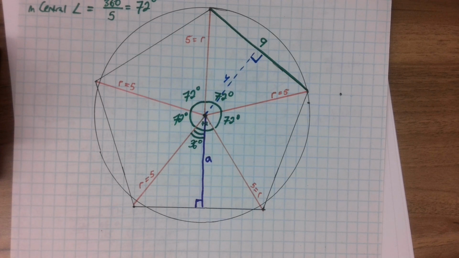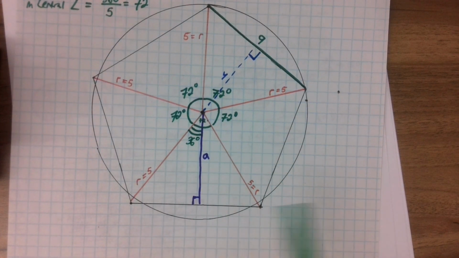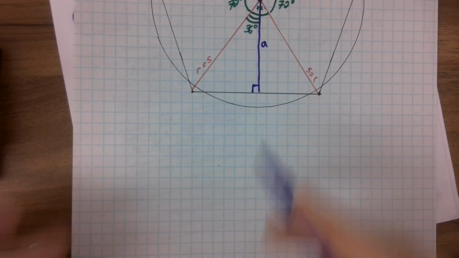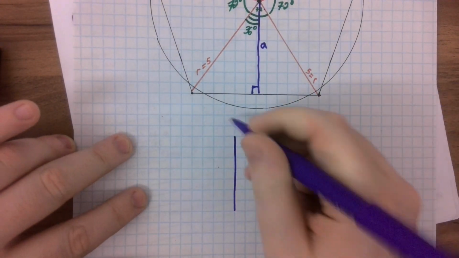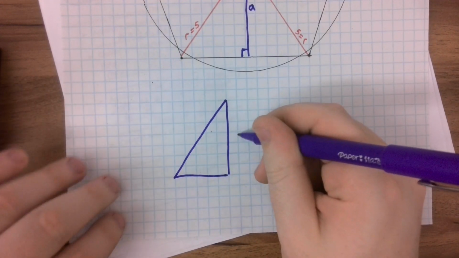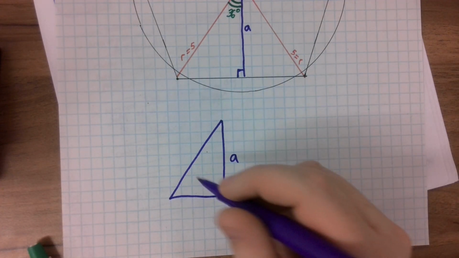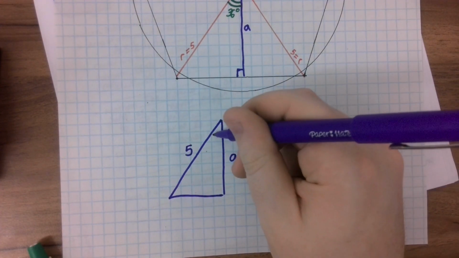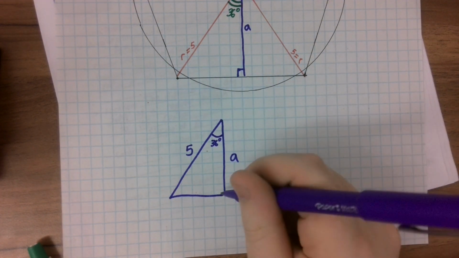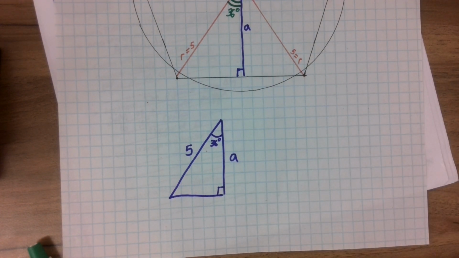We have a right triangle that has an angle and a side. Allow me to redraw this below so we can take a look. We have a right triangle that looks like this. We want to find A, our apothem, and we have the radius is 5, and this angle is 36 degrees. Since it is a right triangle, we get to use right triangle trigonometry: sine, cosine, and tangent.